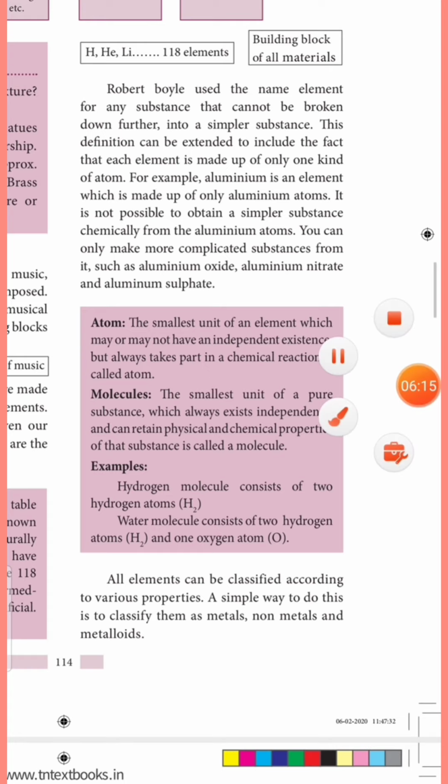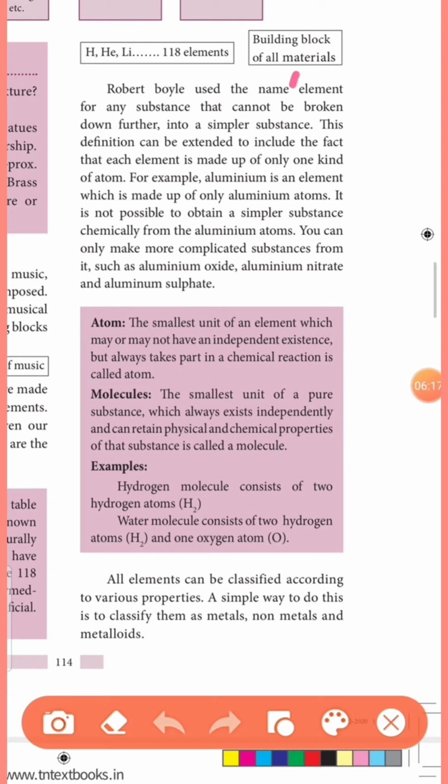The definition for element is as follows. An element is any substance that cannot be broken down further into simpler substances. So, elements cannot be broken down into simpler substances. This definition can be extended to include the fact that each element is made up of only one kind of atom. For example, aluminium is an element.